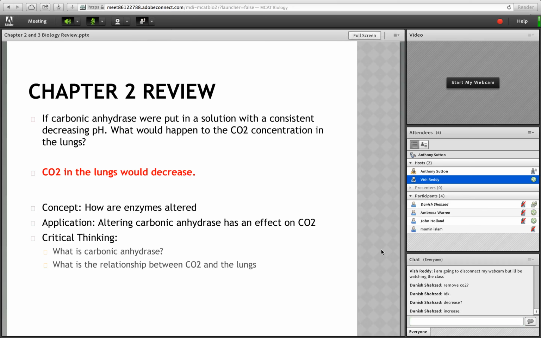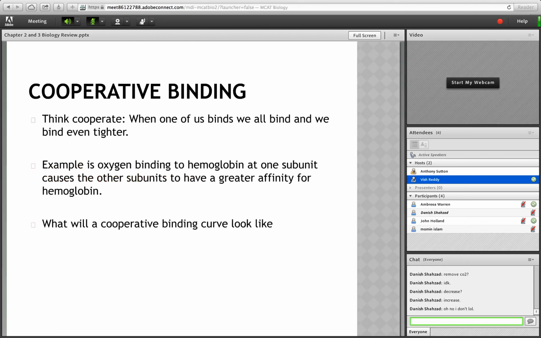Increase. Okay. So everybody agrees, basically. Okay, Donish has a question. Go ahead, Donish. Oh, okay. All right, so everybody understand that? Let's go to the next one.